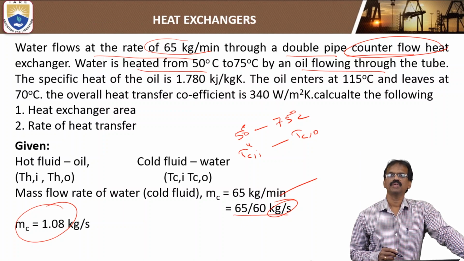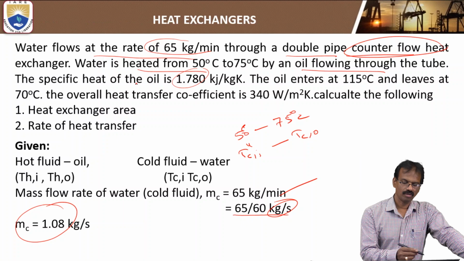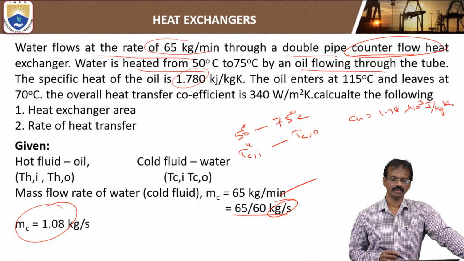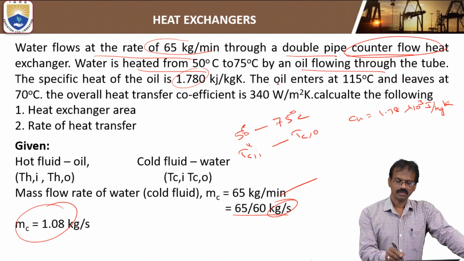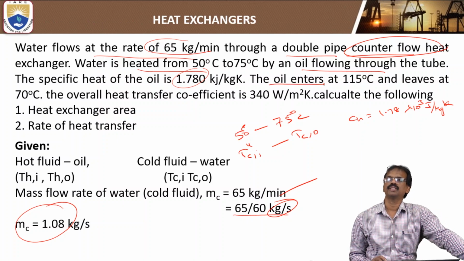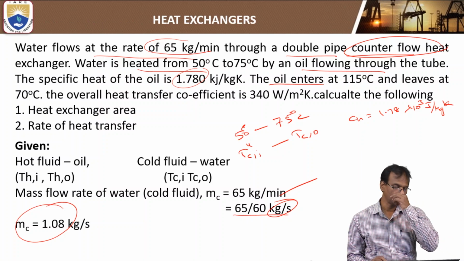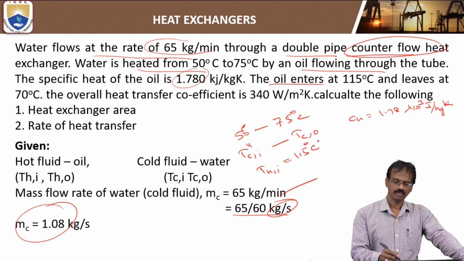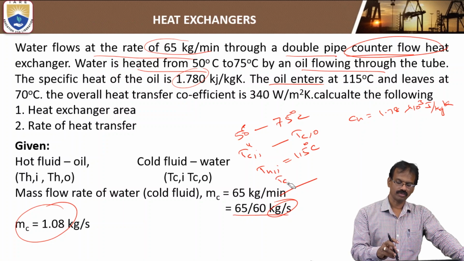The specific heat of the oil, CH, has been given as 1.78 kilojoule per kg Kelvin. So 10 cube joule per kg Kelvin. You know this. Oil temperature is also given. Oil enters at 115 degrees Celsius and leaves at 70 degrees Celsius. Oil enters, THI is equal to 115 degrees, TH0 is equal to 70 degrees Celsius.